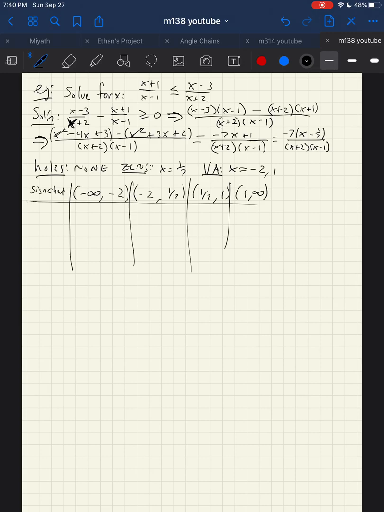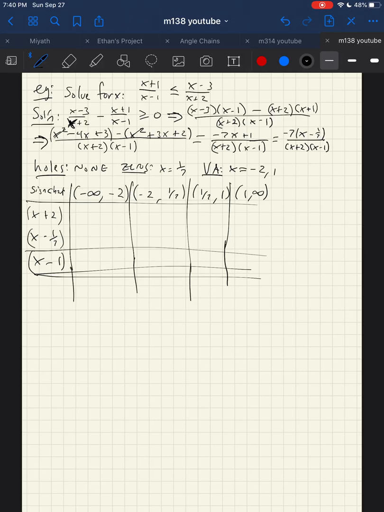Now what are the relevant factors? Well, we've got a factor of x minus 1/7. Oh, I guess I should put these in order, shouldn't I? We've got x plus 2, we've got x minus 1/7, and then we've got x minus 1. And this will be where we put our total behavior. So x plus 2 is going to be negative until we get past negative 2. x minus 1/7 is going to be negative until we get past 1/7. And x minus 1 is going to be negative until we get past 1. So here we have negative, positive, negative, positive.